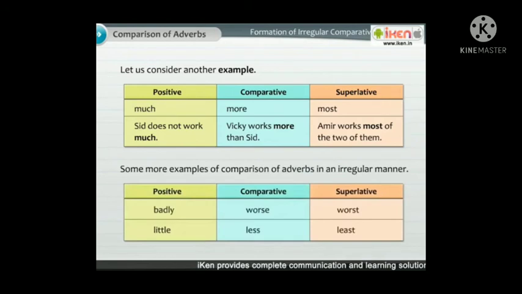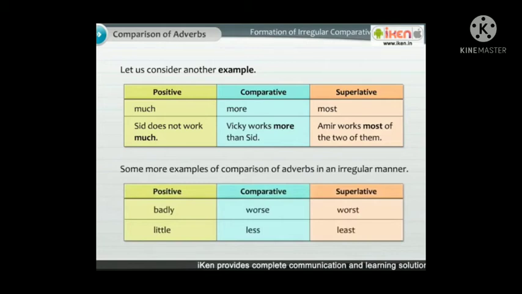Let us consider another example. Much, more, most. Yes, this is the same as in adjectives. Adjective में भी हमने यही पढ़ा है, much, more, most. Sid does not work much. Vicky works more than Sid. Amir works most of the two of them. So this is a word which you can use with both the noun for describing the noun as well as for describing a verb. ठीक है, इसको आप एडजेक्टिव के कंपैरिजन में भी यूज़ कर सकते हैं और एडवर्ब के कंपैरिजन में भी यूज़ कर सकते हैं.